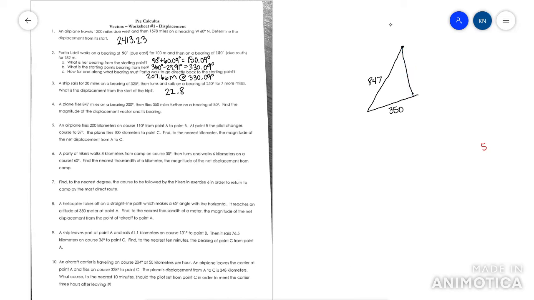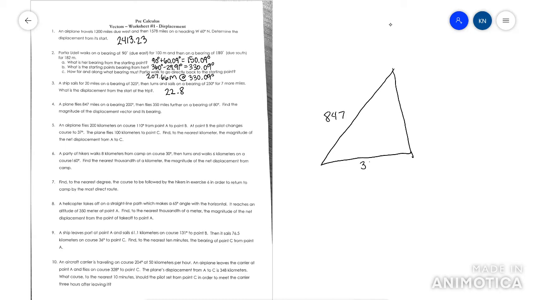If I was doing this problem, I would try to solve for this angle right here first. So let's see how we do this. You're going to have to realize that from this point, let me make this triangle bigger. The bigger you draw your triangle, the better off you're going to be. So it looked like this, and this was 847, and this was 350.